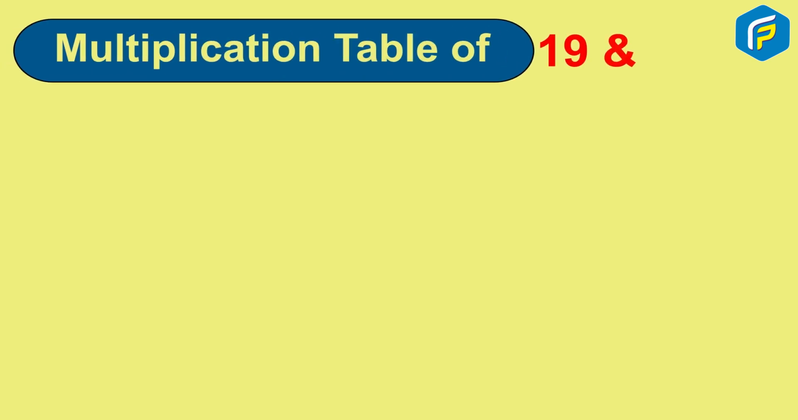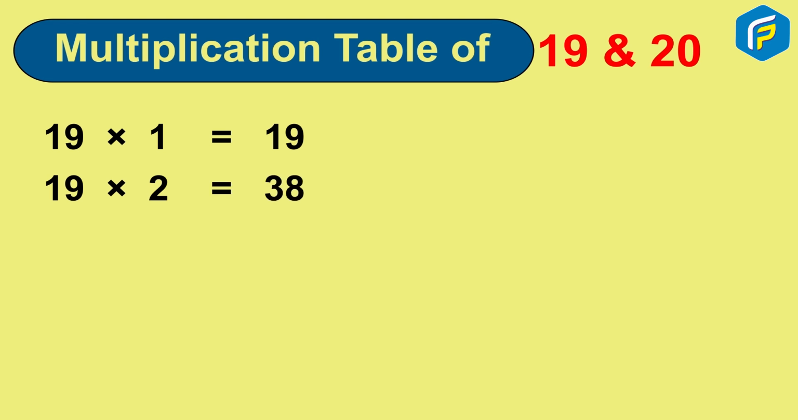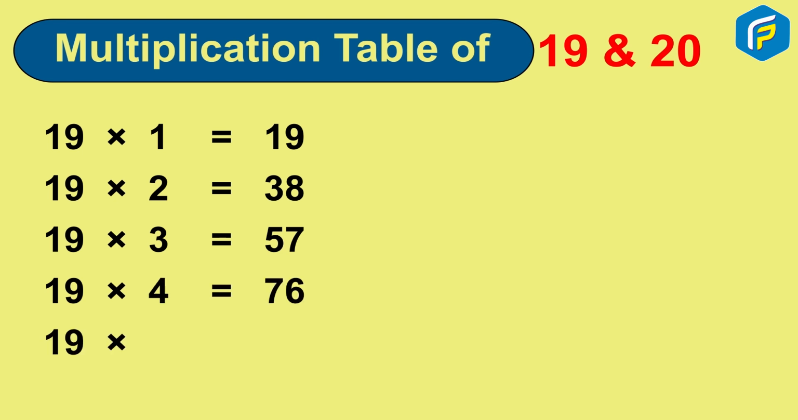Multiplication table of 19 and 20. 19 into 1 is equals to 19. 19 into 2 is equals to 38. 19 into 3 is equals to 57. 19 into 4 is equals to 76. 19 into 5 is equals to 95.